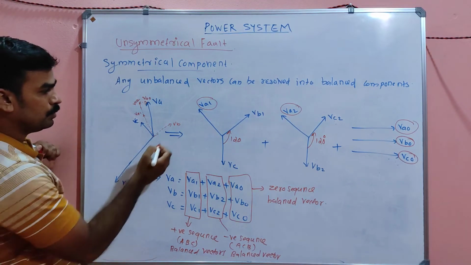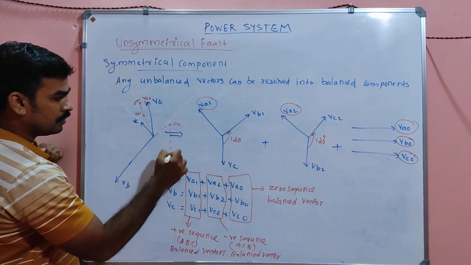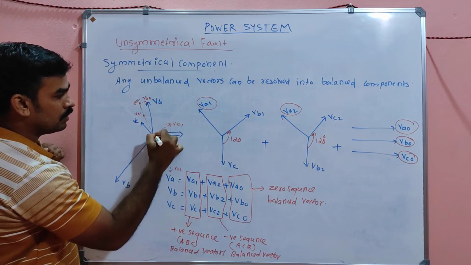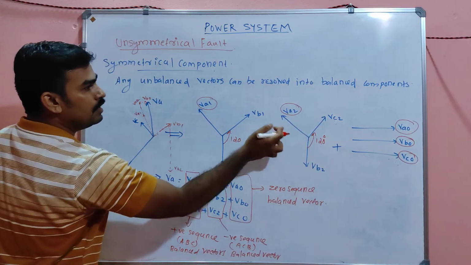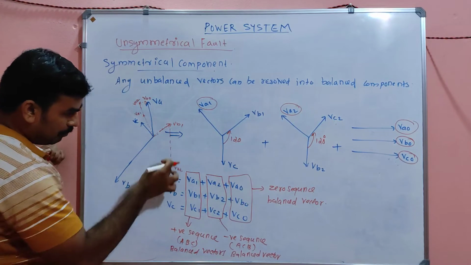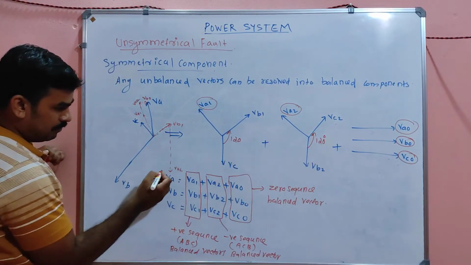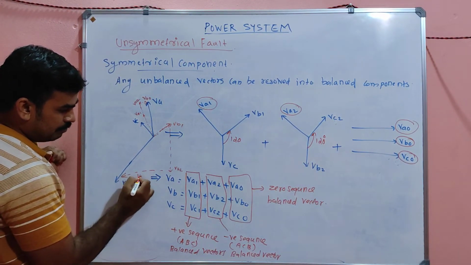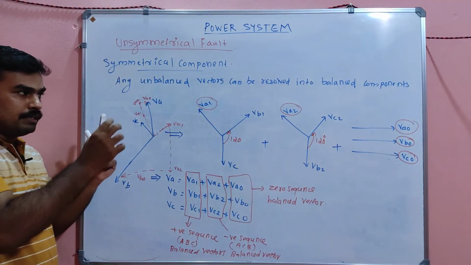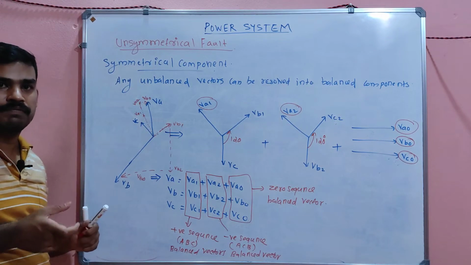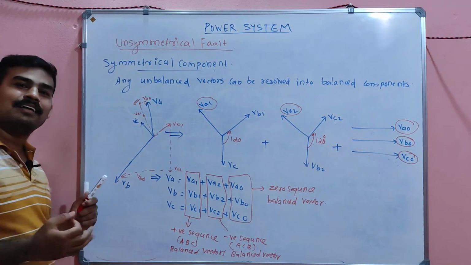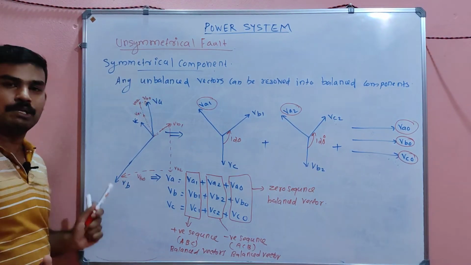VB1 and VB2, this is VB1. The same manner you can draw VB1, and VB2, and VB0 horizontally. If you are drawing with the help of electrical software, you will see the magic, the beauty of this symmetrical resolution.